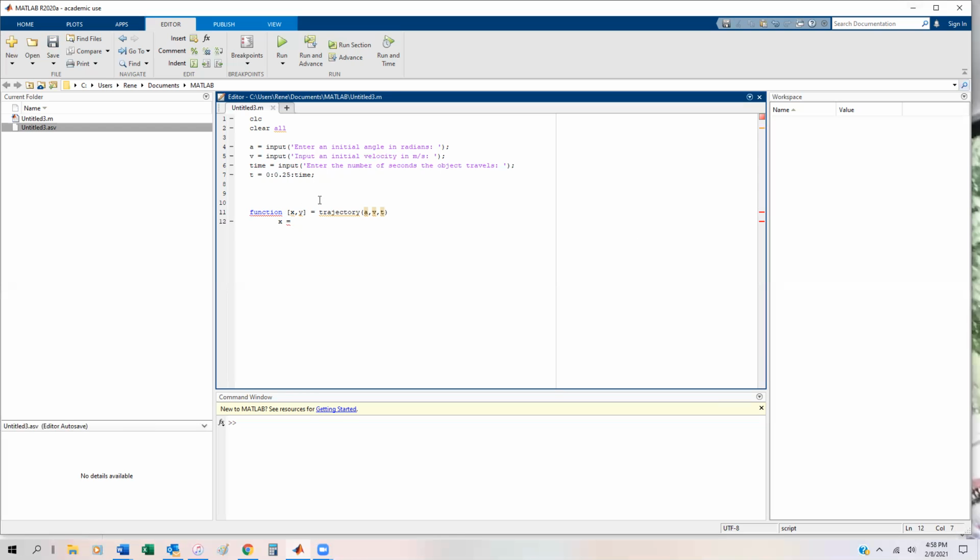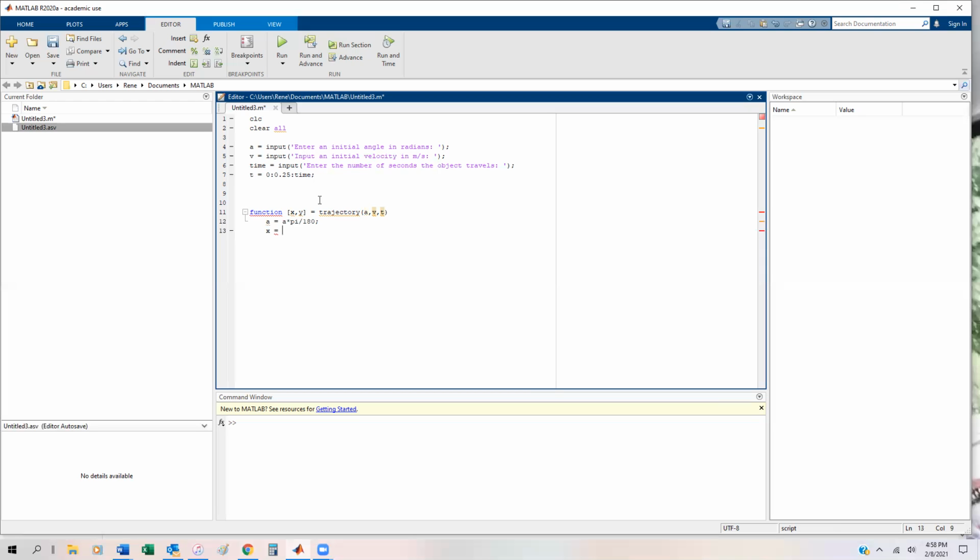Let's say a is going to be entered in degrees. So a is going to be equal to a times pi over 180. All right, so that's how we convert that angle really quickly.